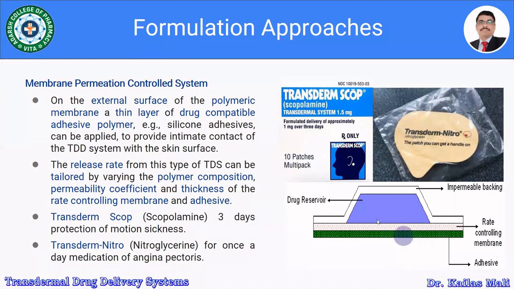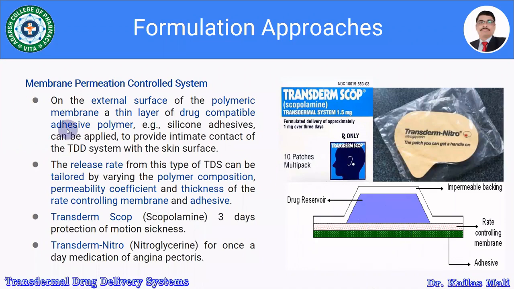The release rate from this type of transdermal drug delivery system can be tailored by varying the polymer composition, permeability coefficient, and thickness of the rate controlling membrane and the adhesive layer. So by changing the thickness of the rate controlling membrane and the adhesive layer, it is possible to modulate the release rate from the transdermal drug delivery system, along with varying the polymer composition.